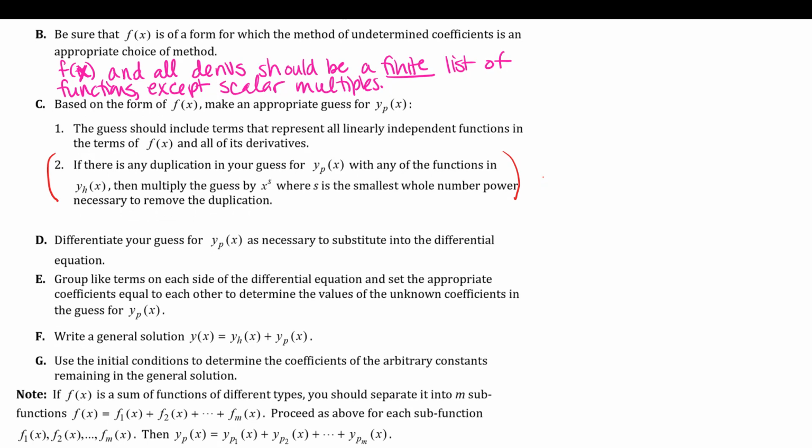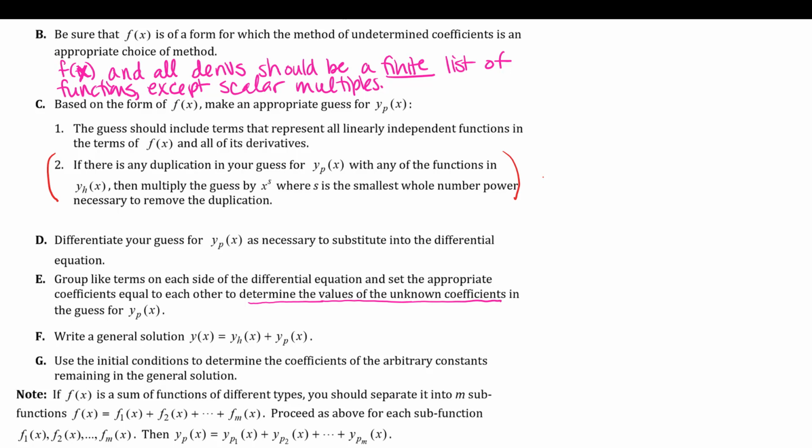All right, differentiate your guess for yp as necessary to substitute into the differential equation. So we have a second order differential equation, so we'll need two derivatives there. We're going to substitute in. And then you want to group like terms on each side of the differential equation and set the appropriate coefficients equal to each other to determine the values for the unknown coefficients. This is the part that will feel a little bit like partial fractions, where you determine the values of the a, b, c, whatever coefficients you have that will make the equation work.